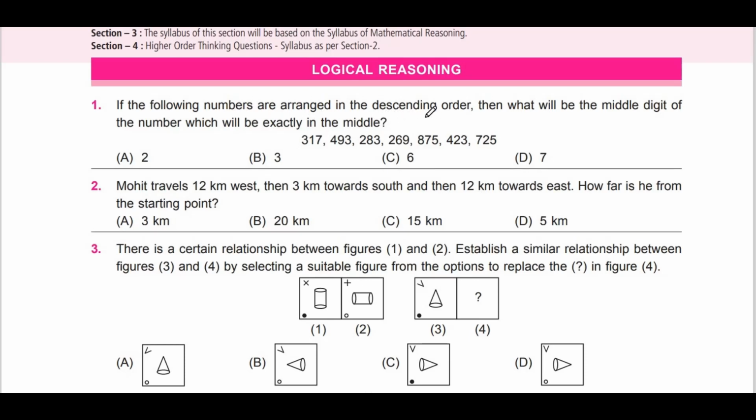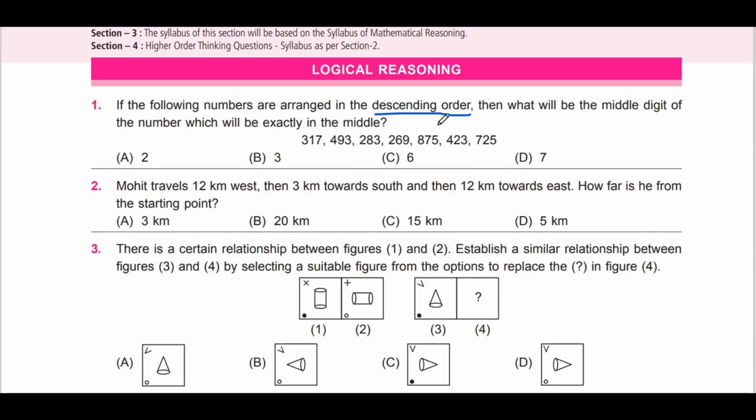Whenever you have a word problem, try to break these sentences into smaller parts so that you understand it. So: if the following numbers are arranged in descending order. Already a few numbers are given to us. They are telling us to arrange them in descending order. I hope you all know what descending order is. Descending order is nothing but bigger to smaller. Descending means which comes down, which descends down. So you can always remember descend down. Descending is from the bigger number to the smaller number.